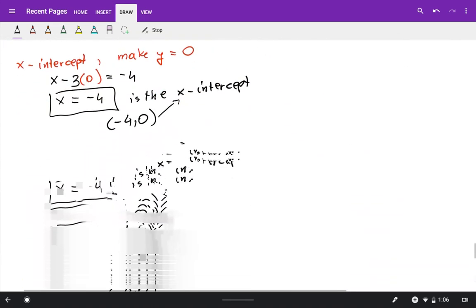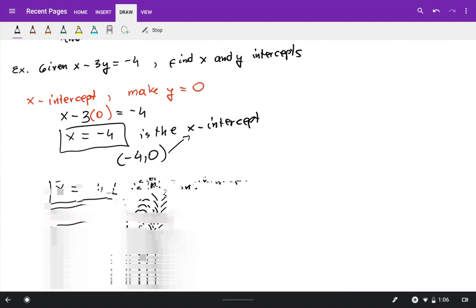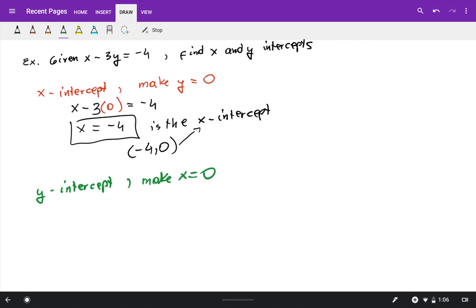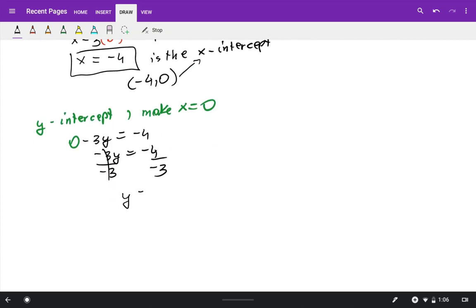And what we're going to do next, we're going to find the y-intercept. So for y-intercept, we're going to make x equal 0. So we're going to work with our equation. You're going to substitute 0 for x and just follow the rest of the equation. So 0 minus 3y equals negative 4. We have negative 3y equals negative 4 and just solve this equation for y. And that will give you y equals 4 over 3 is the y-intercept.